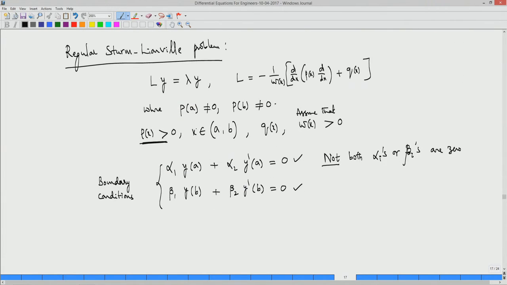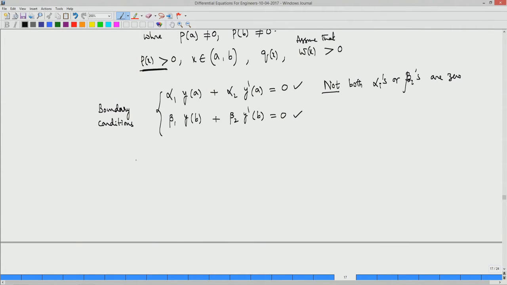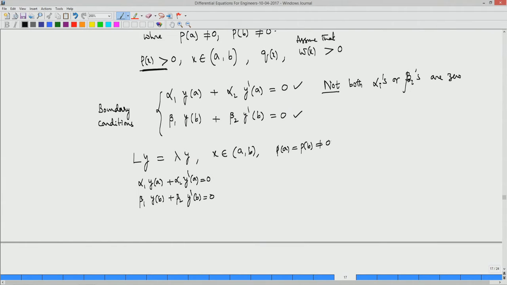So we will see, with these boundary conditions, the moment you give these boundary conditions, this equation Ly with these boundary conditions, let us write the regular Sturm-Liouville again. Ly is lambda y, and these are your alpha 1 y at A plus alpha 2 y dash at A equal to 0, and beta 1 y at B plus beta 2 y dash at B equal to 0. So x in AB, and you have P at A and P at B non-zero. So this is the regular Sturm-Liouville system.